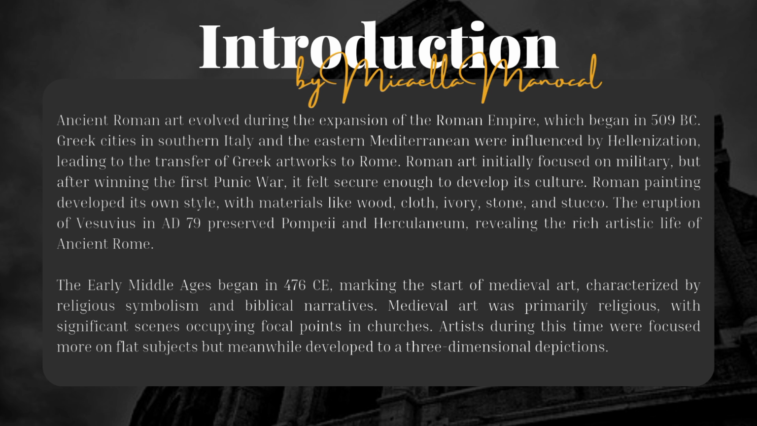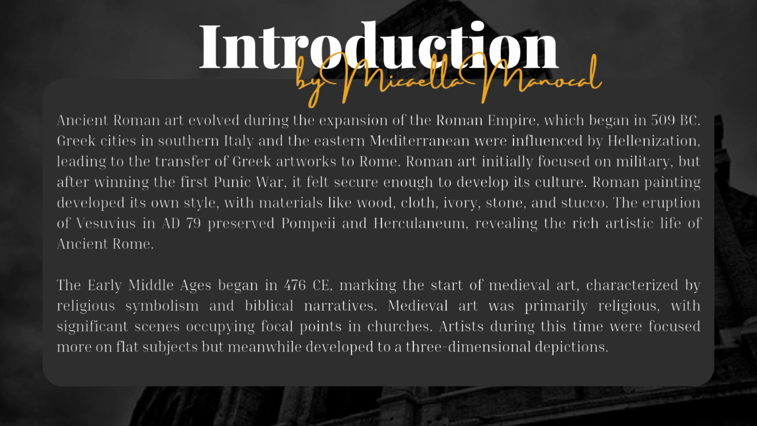Roman art initially focused on the military, but after winning the First Punic War, Rome felt secure enough to develop its culture. However, since they didn't have enough artistic culture, most of their works were largely imitated Greek works, and they were not just copying the style, but also adopting a new style because of it.